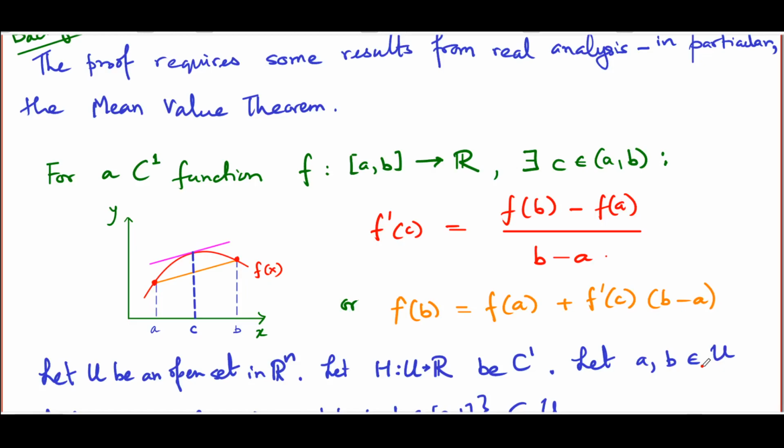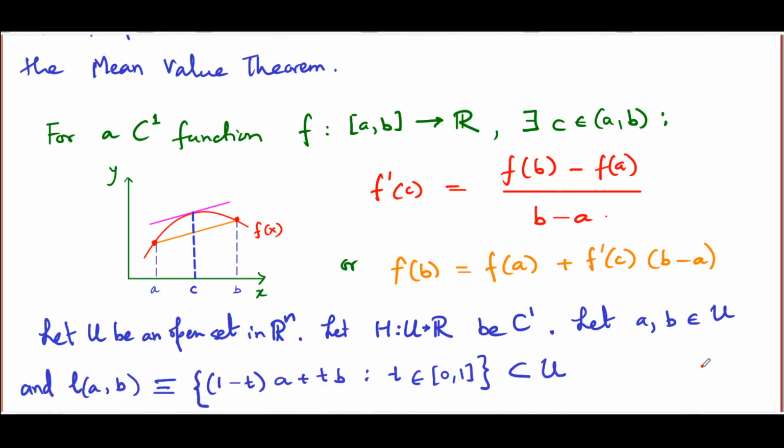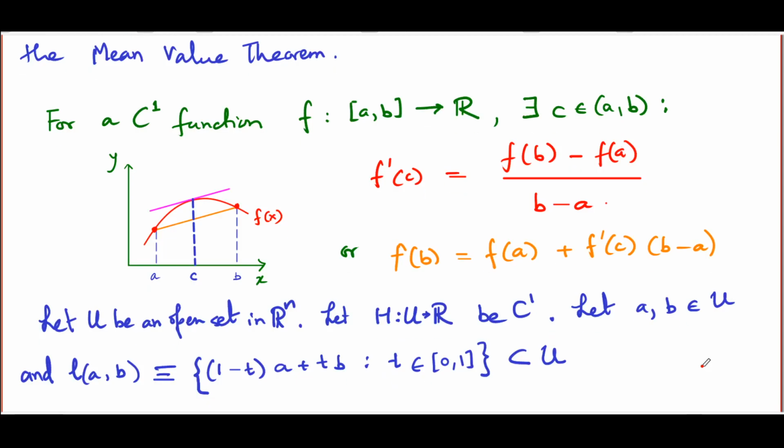And what we are claiming is this H is C1. Let me remind you that what this means is that all the partial derivatives of the function capital H with respect to its n arguments exist and are continuous. Now let us consider A and B as 2 points in this n-dimensional set U with one very important property. We are defining L_AB as a set of points (1 minus t) into A plus t into B, where t is a real number between 0 and 1, both endpoints inclusive.